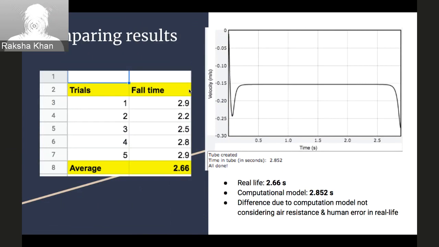And then comparing our results from our real-life experiment on the left to our computational model on the right, our real life was 2.66 seconds and our computational model was 2.852 seconds. So pretty close, but our real life is slightly faster in falling time, and this difference is due to the computational model not considering error resistance, as well as the possibility of human error occurring when I carried out the real-life experiment.